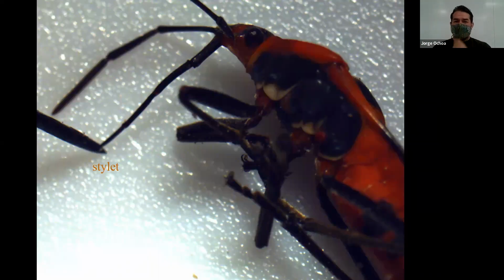Or the mouth part can be modified into a stylet, or what we like to refer to as a syringe. It is hollow. Stylets are also modified for a liquid diet. In this case, it's a plant bug that feeds on the sap of the plant. It's going to stab the stem of the plant, go into the vascular system, and drink the sap, and that's how it feeds itself.